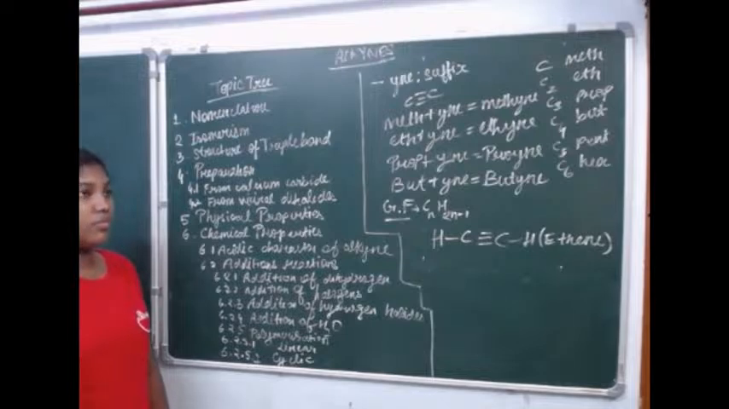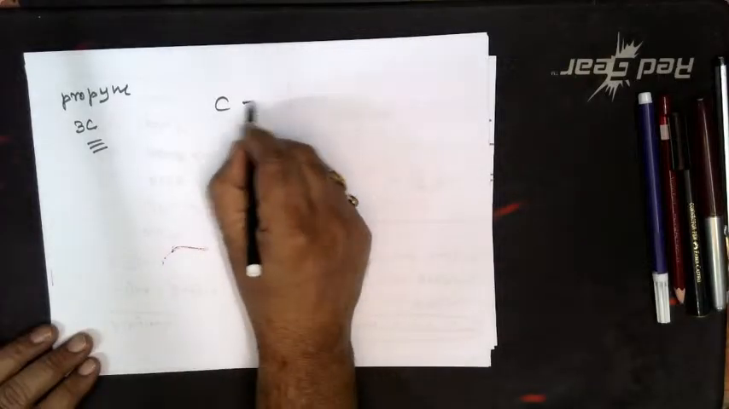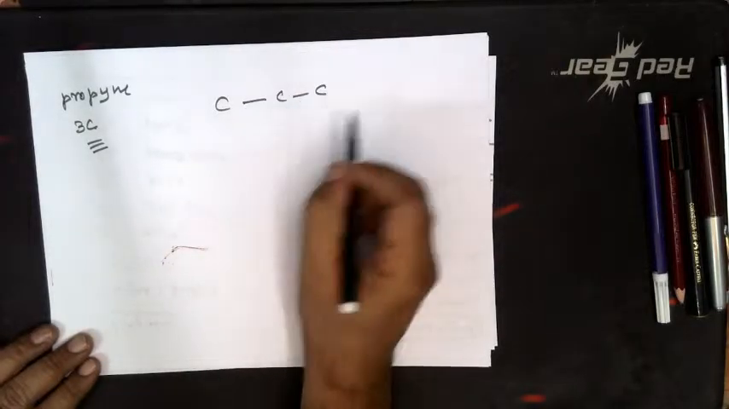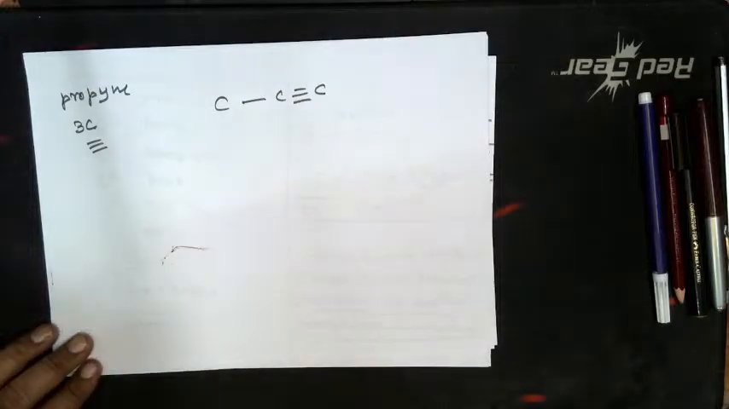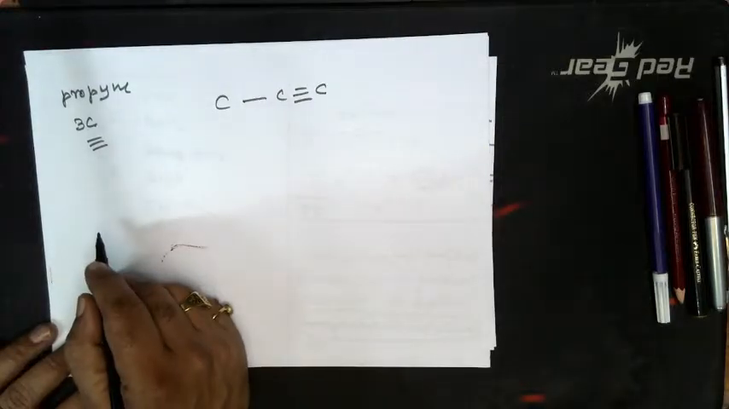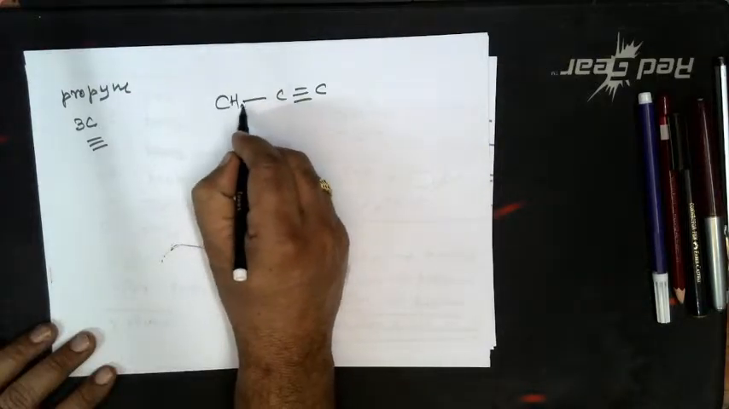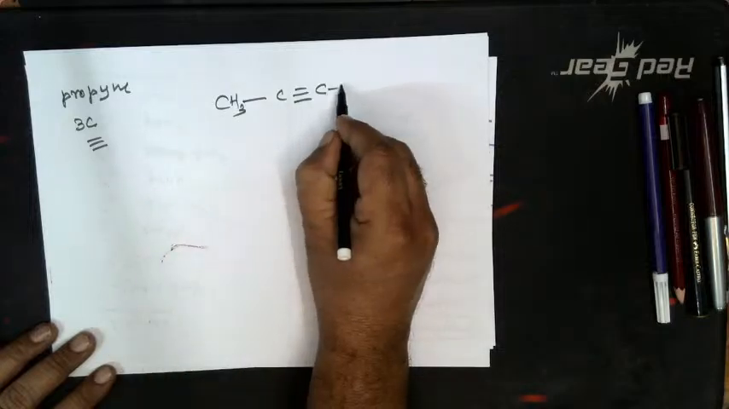Correct? So put 1, 2, 3. And go to the end. Put the triple bond. Now fill up with the hydrogen. 3 hydrogens here, and here only 1. That's all.